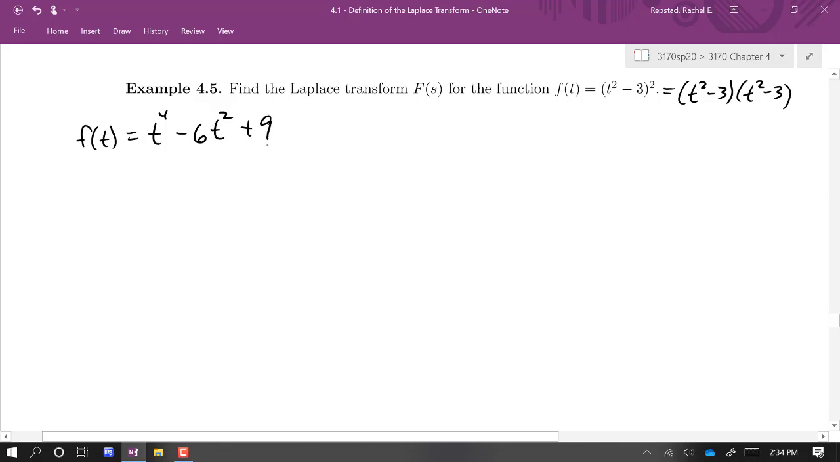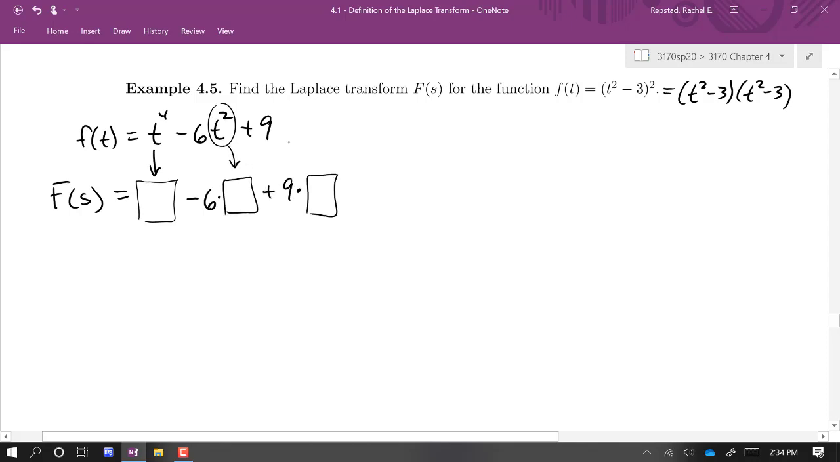There's f of t. So now what I'm going to do is just go straight to f of s. I'm going to use the linearity. Now I could write it out the way I did before, explicitly stating that I'm splitting them up, but I'm just going to pull each piece down. So we're going to have the transform of t to the 4th, and then minus 6 times the transform of t squared plus 9 times the transform of 1.